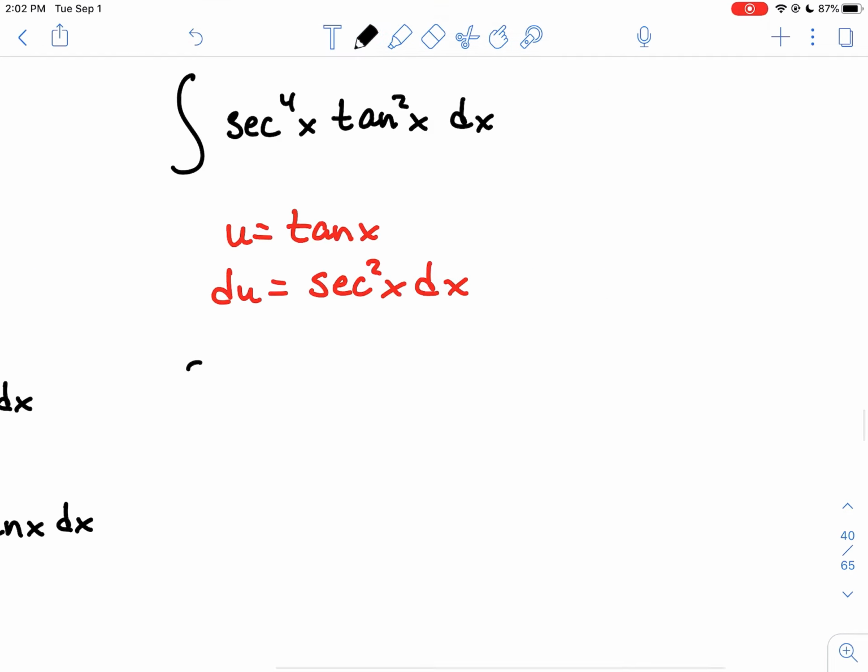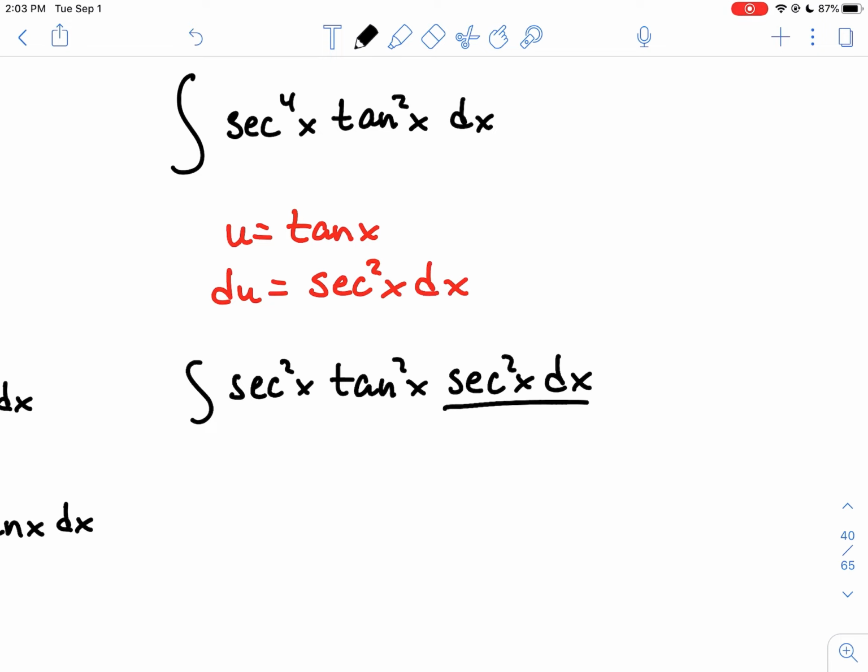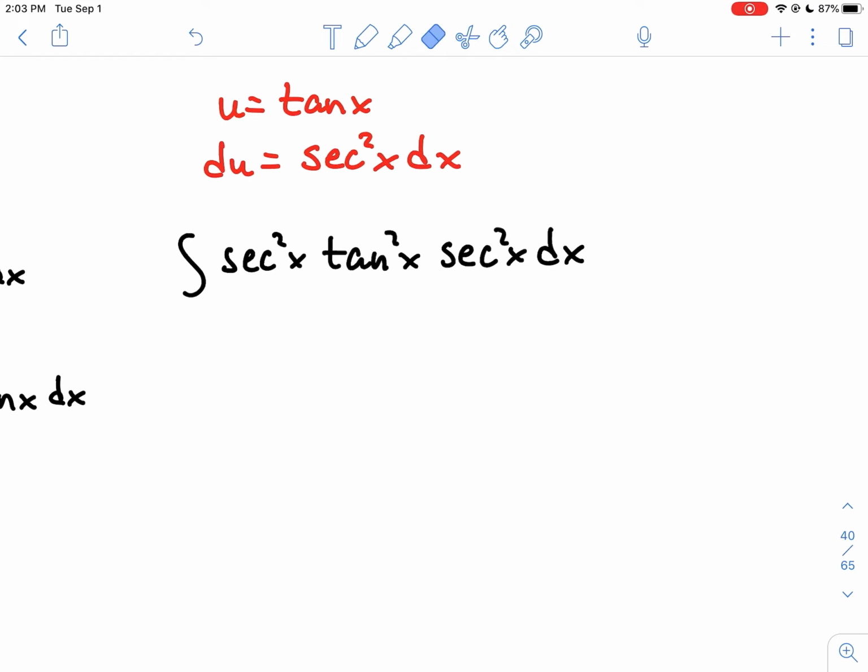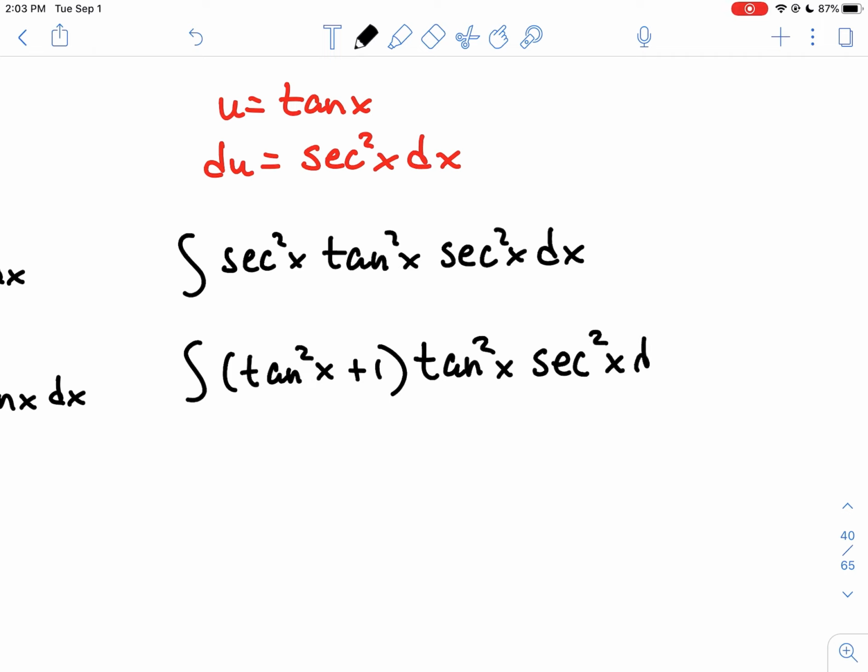I'm going to take that secant to the 4th and break it apart, so there's a secant squared and then the tangent squared. And the other secant squared I'm going to push off to the side next to the dx, so I can clearly see the du sitting right there. Prepping myself to do u equals tangent, but I have secants and tangents still here. I want to turn everything to tangents, so that remaining secant squared is where you want to use your Pythagorean identity. According to the Pythagorean identity, secant squared is the same thing as tangent squared plus 1, times another tangent squared of x, and then times the secant squared of x dx.